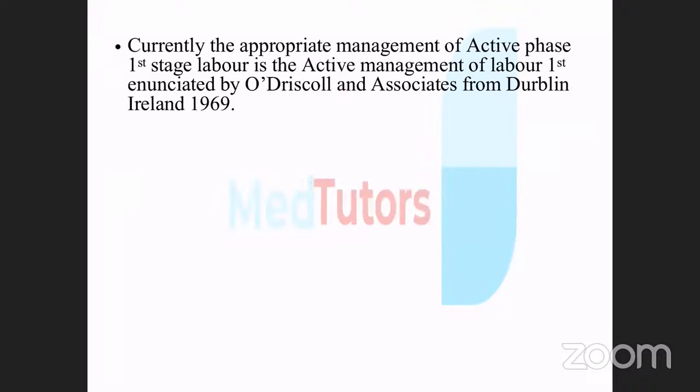Currently, the appropriate management of the active first stage of labor is the active management of labor. This was introduced by O'Driscoll in 1969. That's an old thing. The whole labor itself should be managed actively to prevent obstruction. We'll talk about this some other time. Next slide.